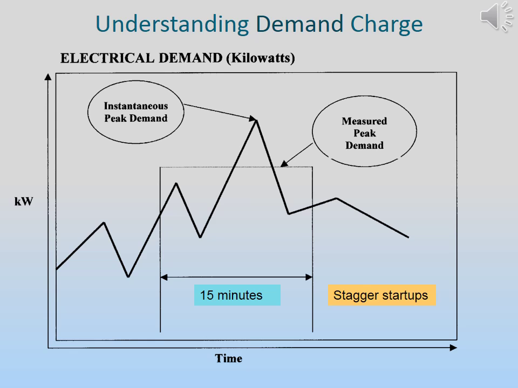Understanding demand charge. Demand is a moving block of time. In this slide, we used a 15-minute period. Our demand meter is looking at and measuring instantaneous peak demands, and it gives us a measured peak demand based on that 15-minute window. Remember, it's like a ratchet device. When we start up equipment, the ratchet moves up. But when we stop that equipment, the ratchet doesn't go down. The ratchet stays at its measured peak demand.